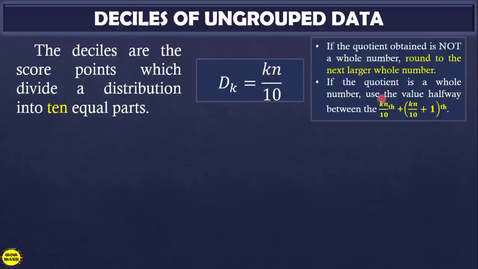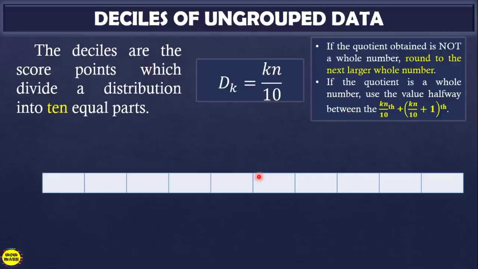And then, kapag whole number naman ang na-compute natin, use the value halfway between the two positions. Okay? So, halimbawa, ang nakuha natin is 3, so halfway between the third and fourth position. Okay? Titingnan natin yan mamaya pag nasa example na natin. So again, ang deciles hinahati into 10 equal parts. So yung fifth decile, that is the 50%, at yan ay equal lagi sa median. So kagaya kanina, yung second quartile natin equal sa median.